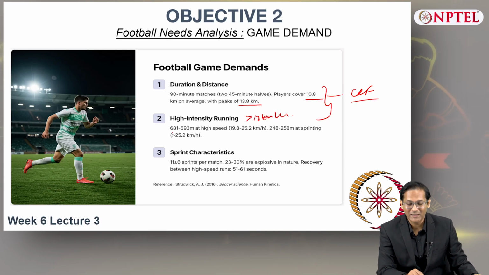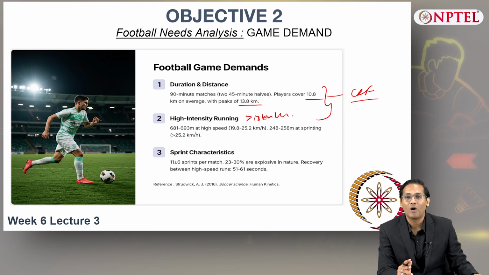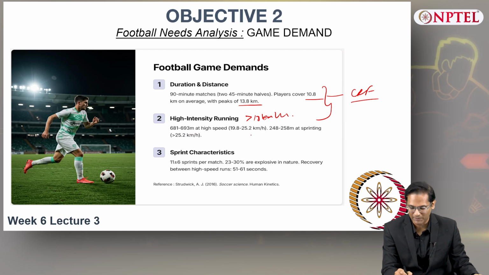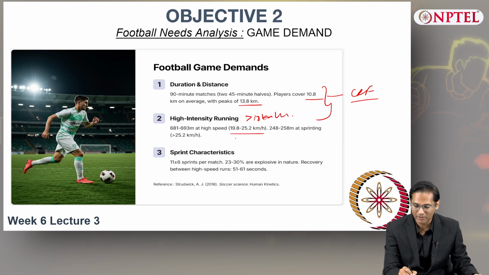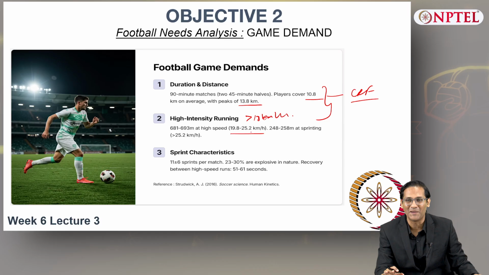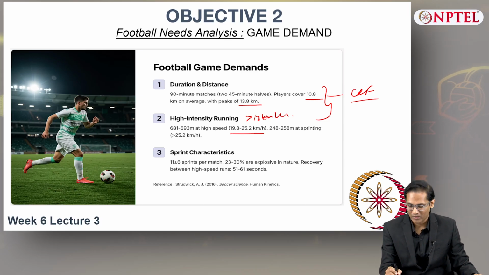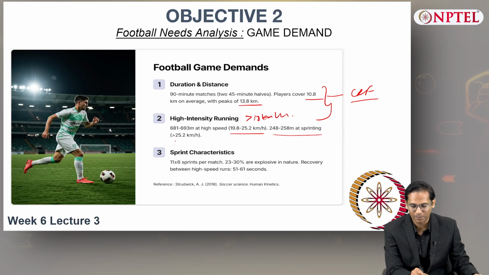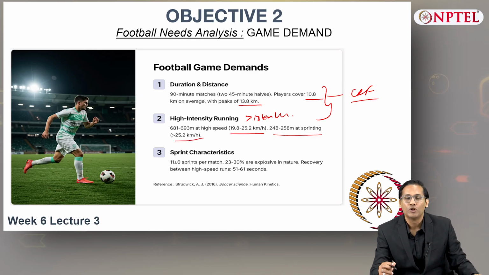So a total of 681 to 693 meters of distance is covered at high speed. High speed is defined as approximately 20 to 25 km per hour at an elite level. And sprinting is considered as a speed greater than 25 km per hour. Sprinting is done for an average of 250 to 260 meters. So this is the demand of the game.